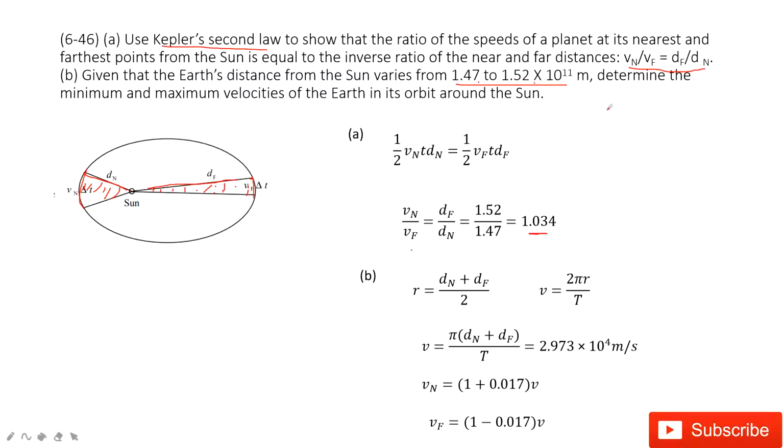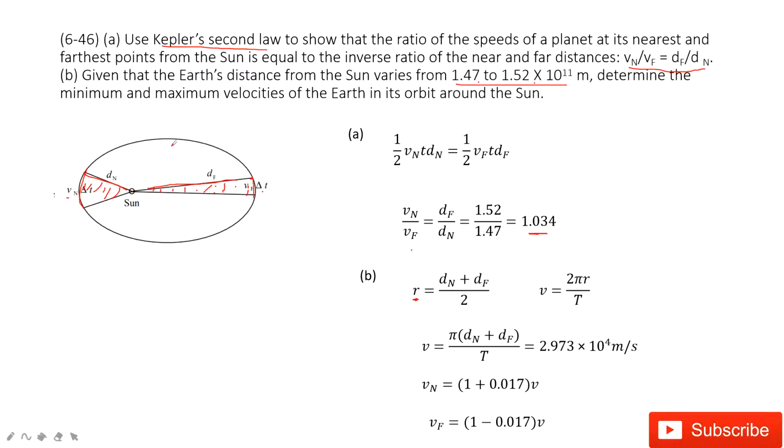Yes. The next one, we need to determine the velocities Vn and Vf. How can you do that? Now we just know the ratio Vn to Vf. Another thing we know is the average distance from the Sun to the Earth. Do you agree? The average distance is the nearest distance plus the faraway distance, divided by 2.